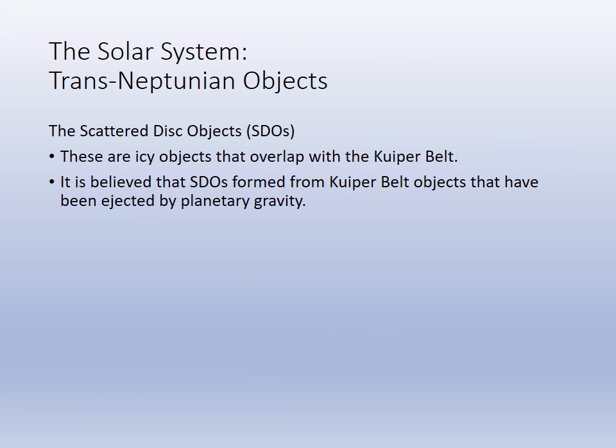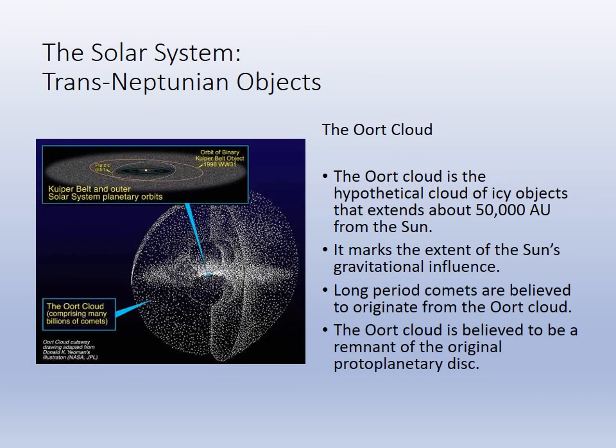Scattered disk objects are icy objects that overlap with the Kuiper Belt. And then the Oort cloud extends a light year. It's basically everything in the sun's gravitational influence. Jan Oort was the first scientist to describe it. It is believed to be the remnant of the protoplanetary disk.